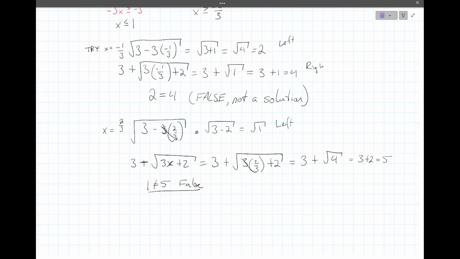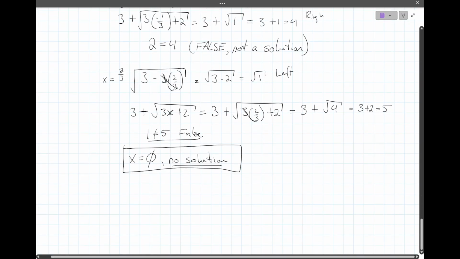So x is empty, right? No solution possible. No solution. So the two values that we found don't work. So only no solution here. So a lot of work, but we got there and we sorted it out.